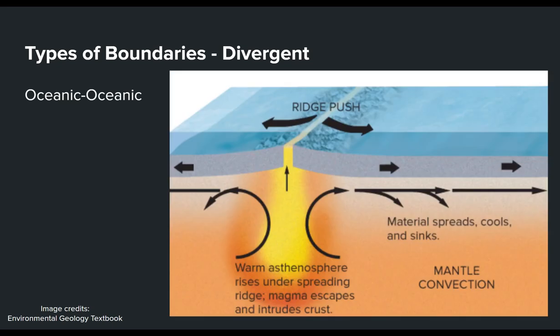Divergent plate boundaries have high heat fluxes and are more common in oceanic crust. This is where a new oceanic crust is forming. The two oceanic plates are moving apart from each other, leading to this high heat flux and magma coming up, creating a new ocean floor. You're also going to see basalt rock in this area.